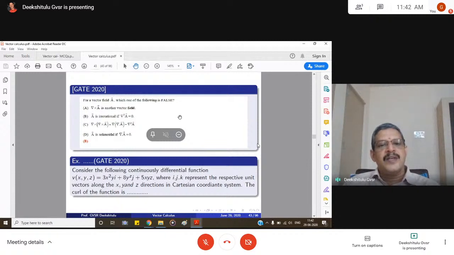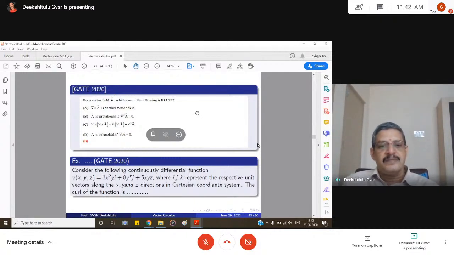C. Del cross del cross A, we have a standard vector identity. Del dot A minus del square is a standard vector identity. And A is solenoidal if del dot A is 0. That is also true. Solenoidal, we call a vector solenoidal if del dot that vector is 0. That is also correct. We have some doubt about irrotational. If A is irrotational, del cross A is 0, but not del square A is equal to 0. And in fact, del square A is not correctly defined also. So the correct answer is B, which is a false statement.